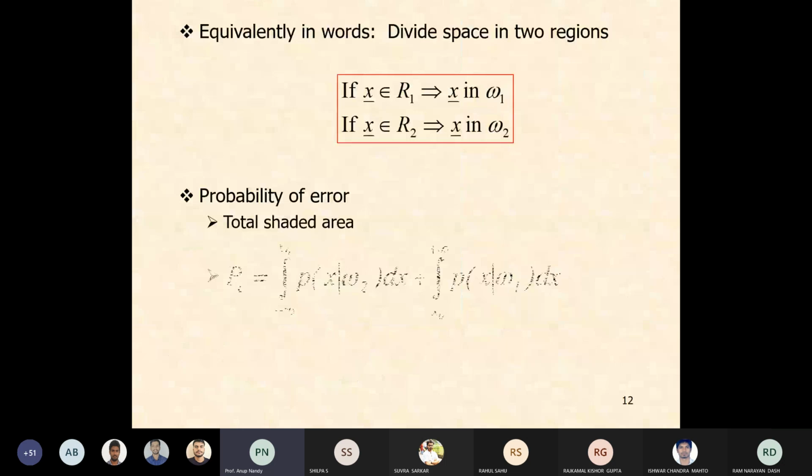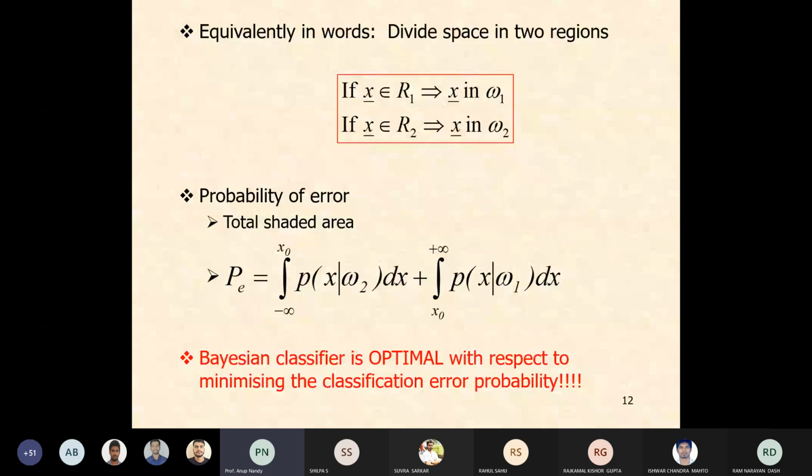Here there is no loss function, no loss incurred, and the errors have equal weights. But if a loss is incurred, then as you are using a two-class classification problem, you will have a 2 by 2 loss matrix: L11, L12, then L21, L22.